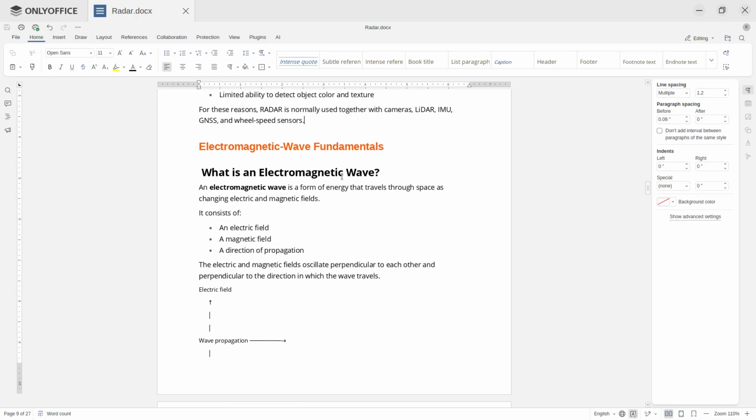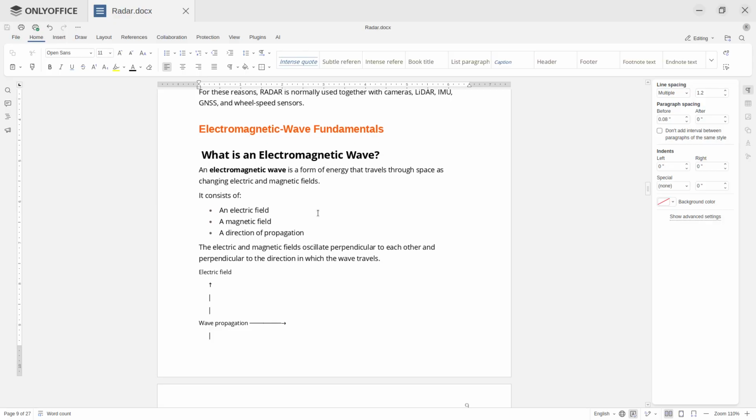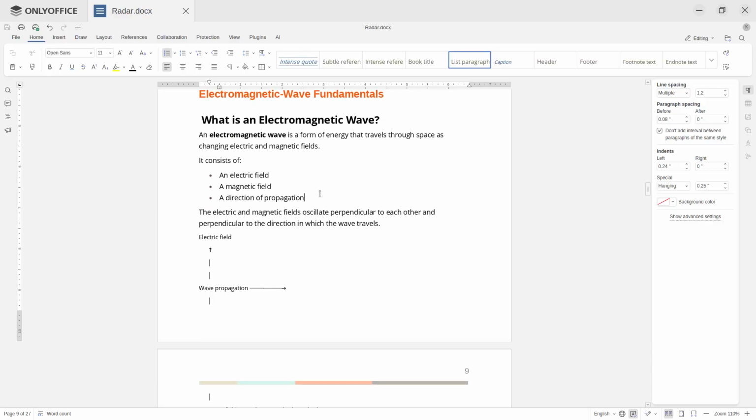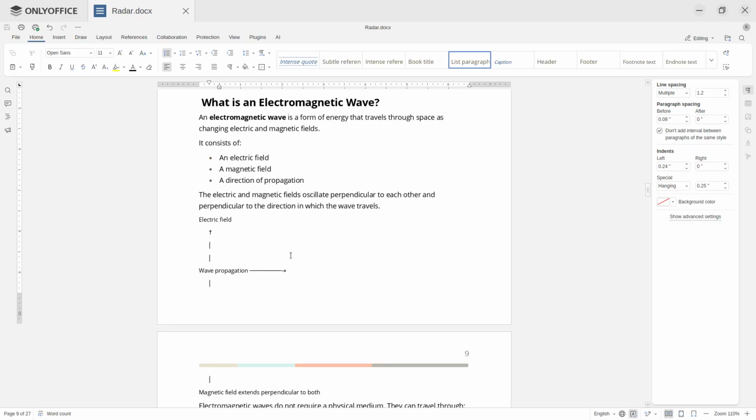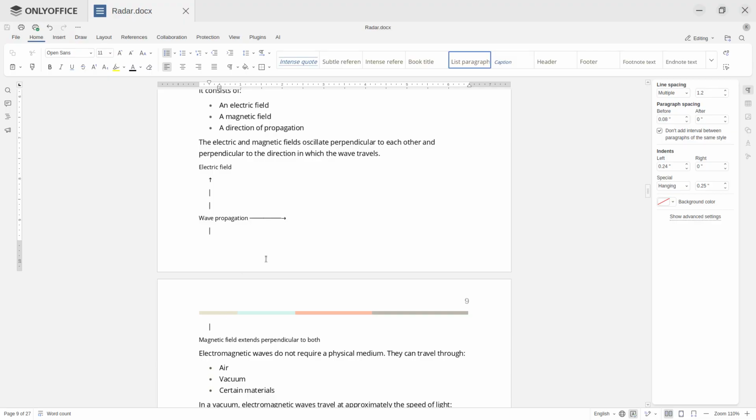What is an electromagnetic wave? An electromagnetic wave is a form of energy that travels through space as changing electric and magnetic fields. It consists of an electric field, a magnetic field, and a direction of propagation. The electric and magnetic fields oscillate perpendicular to each other and perpendicular to the direction in which the wave travels. For example, this is wave propagation, the electric field, and you have the magnetic field. The magnetic field extends perpendicular to both.